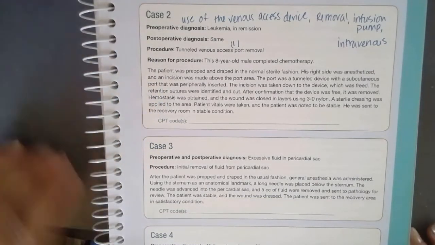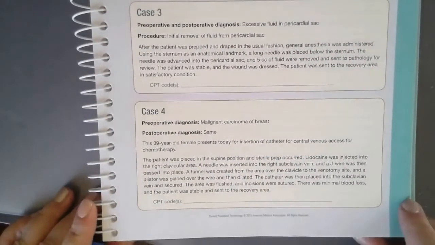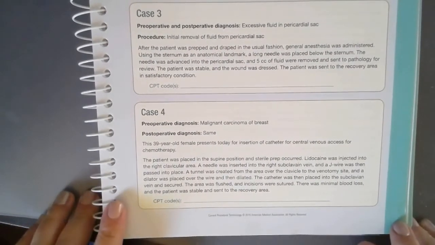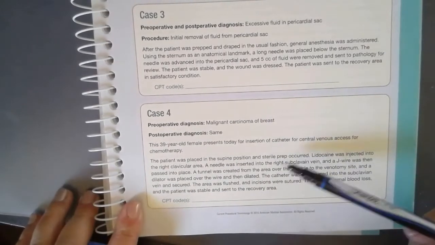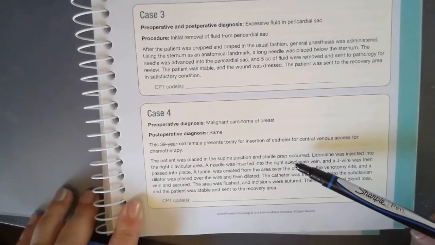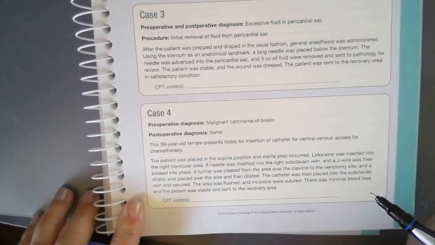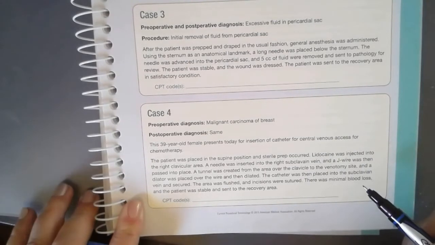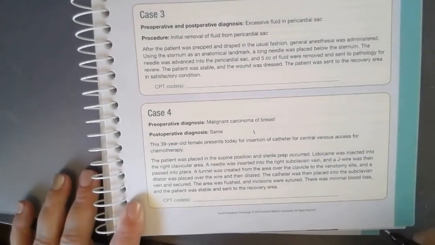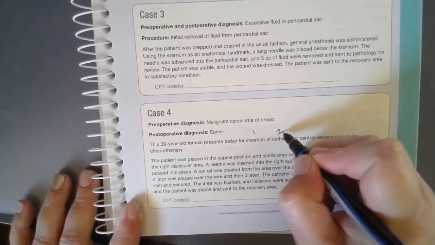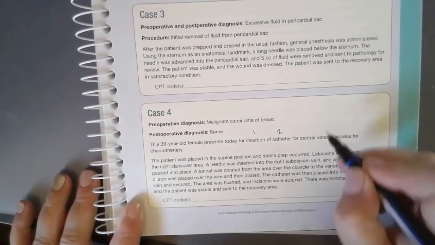Let me move down to case 4. See if you can see it down here. There we go. Okay, so for case 4, it's a malignant carcinoma of the breast. 39-year-old female presents today for insertion of catheter for central venous access for chemotherapy. Okay, so, and then catheter, and then venous.